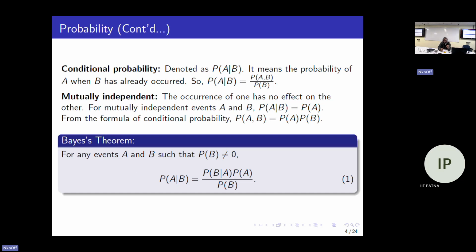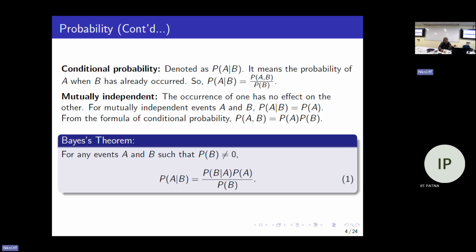So now mutually independent events. If you have any doubt, just stop me and ask. These are very basic, I tried to summarize all. Mutually independent means the occurrence of one has no effect on the other. For example, if we toss two coins, the occurrence of head or tail on one has no effect on the other.